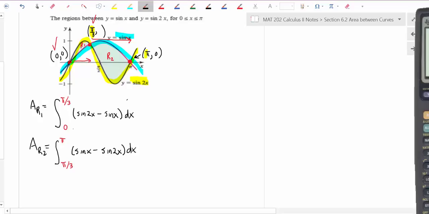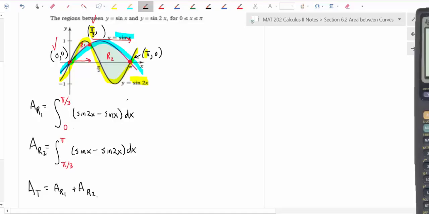Now notice the antiderivatives on these two things are just going to be opposite of each other because they're subtracted backwards. So you can take advantage of that when you put this together. And then the total area of this region is just going to be the sum of these two regions that are found from those definite integrals.